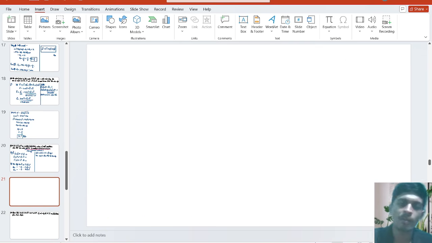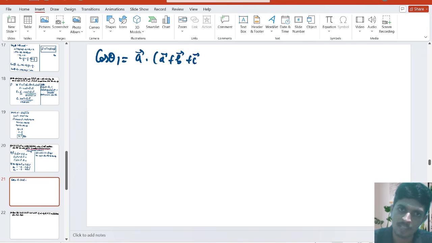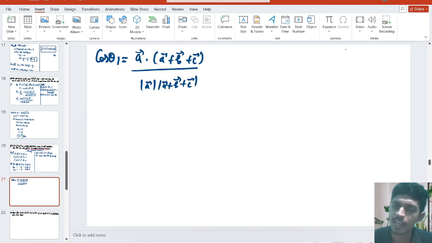So what is cos theta 1? Cos theta 1 is simply vector A dot (vector A plus vector B plus vector C) upon modulus of vector A and modulus of (vector A plus vector B plus vector C). If theta is the angle between vector A and vector B, then cos theta equals vector A dot vector B upon modulus of vector A times modulus of vector B. This is using the formula here.